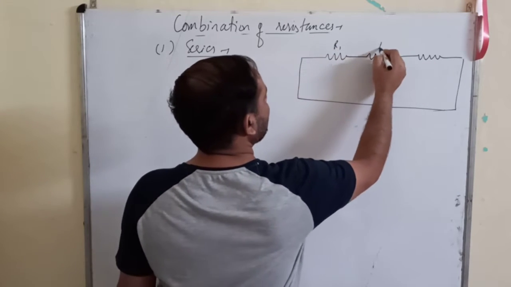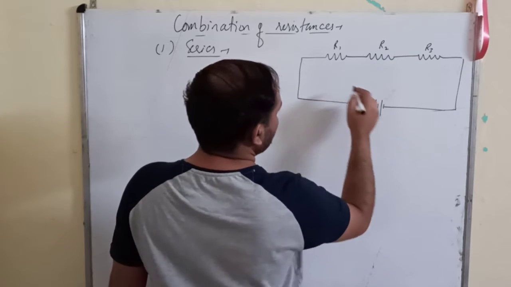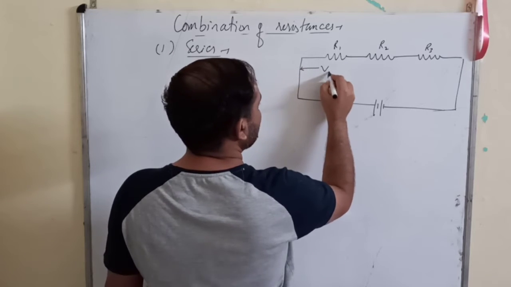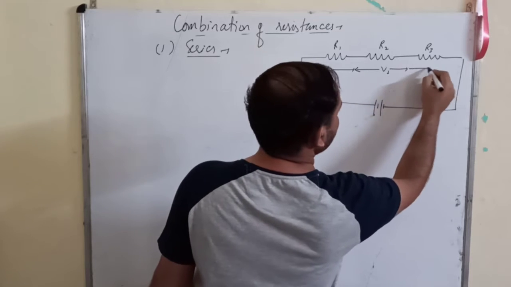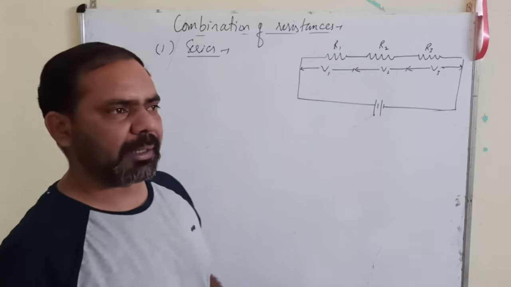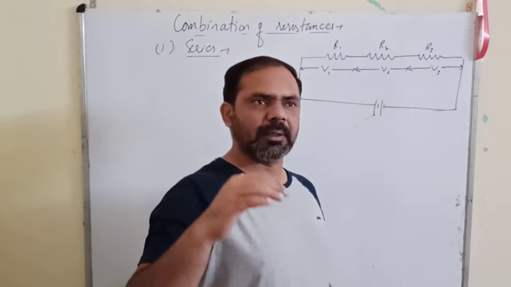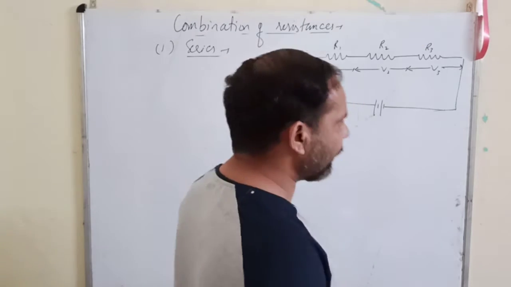Let us suppose that we have three resistances R1, R2, R3, and let us suppose that the potential difference across them is V1, V2, V3. As we know, potential difference is a property between 2 points, means it is a point property.